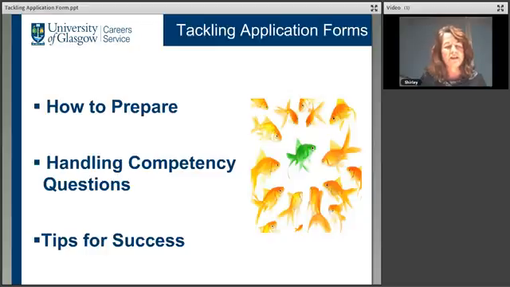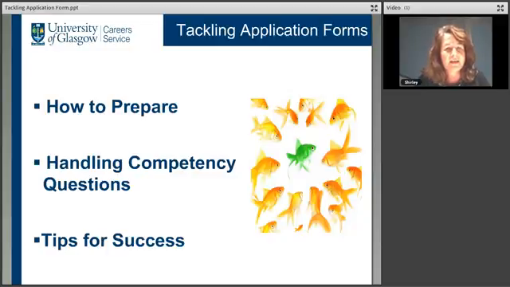In this session, we're going to look at how to tackle application forms. We're going to look firstly at how to prepare. Now, because of the competition and the high quality required for each application, you're best to select a few that you can spend time on and do well.